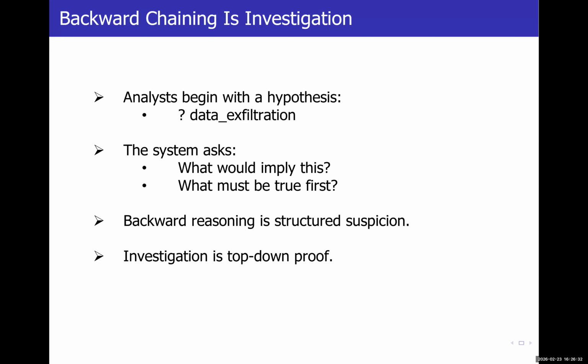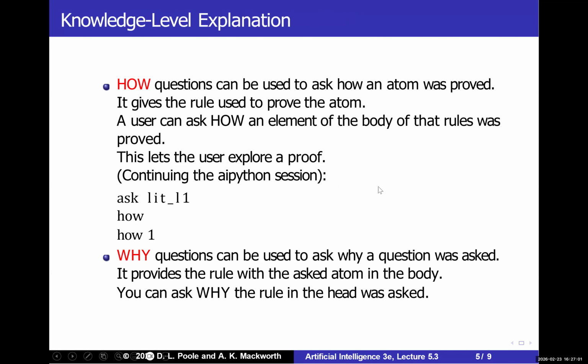In real-world incident response, analysts rarely start from raw logs and move upward. Instead, they begin with a hypothesis. For example, they might ask, did data exfiltration occur? Then they look for supporting evidence. Was there privilege escalation? Was there an unusual transfer? Backward chaining is structured suspicion. It formalizes how investigation proceeds from a possible conclusion back to the required evidence.